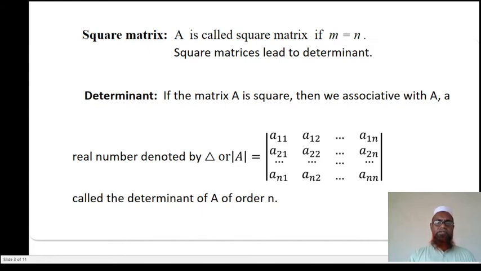If the matrix A is square, then we associate with it a real number denoted by delta or |A|, which can be written as a11, a12, dash dash, a1n; a21, a22, dash dash, a2n; an1, an2, dash dash, ann, called the determinant of A of order n. So a determinant is always square, so its size and order is always n cross n, and n is the order of the determinant. So it is an nth order determinant.